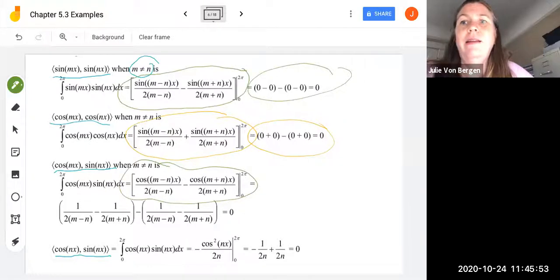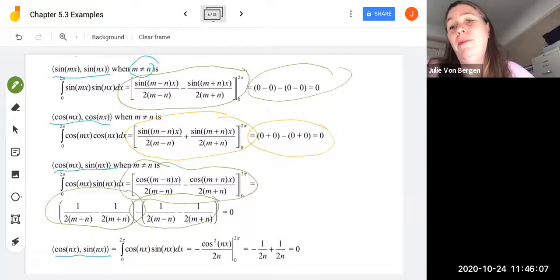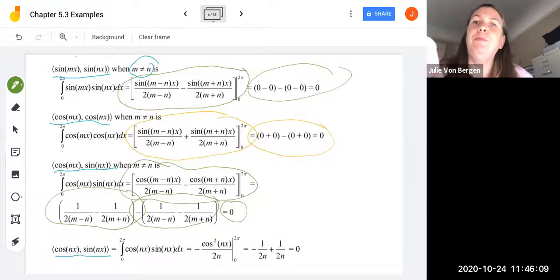We know cosine at 0 and 2 pi are 1s. So we get 1 over 2(m minus n) minus 1 over 2(m plus n). And then we're going to subtract what actually ends up just being the opposites of those. So we get cancellation and a 0 here.